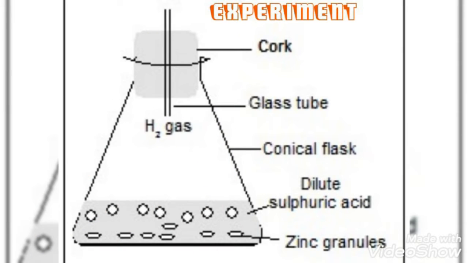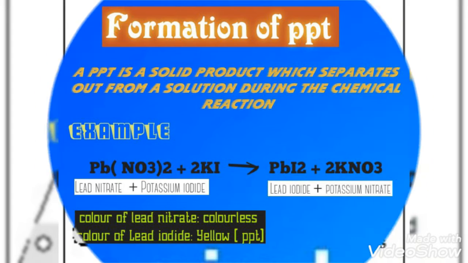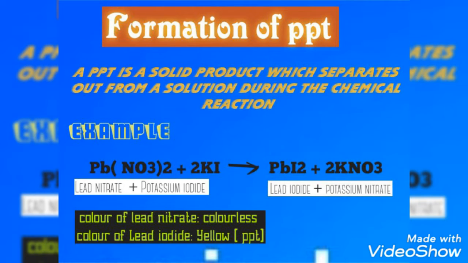Now let's try an experiment. It's a conical flask. There's dilute sulfuric acid and some zinc granules. Here there's a pipe from which hydrogen gas will be evolved. As we know that Zn plus H2SO4 gives ZnSO4 plus H2 gas. It is evolved. Now, formation of PPT means precipitation.